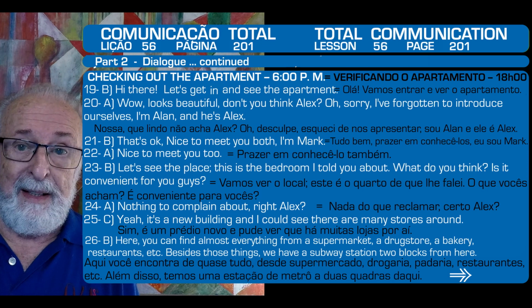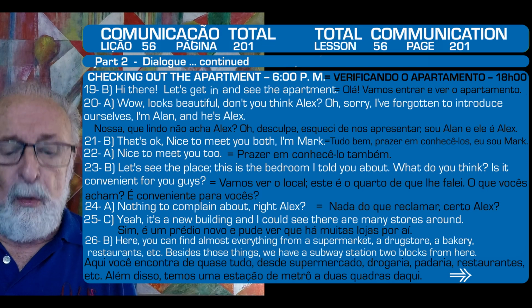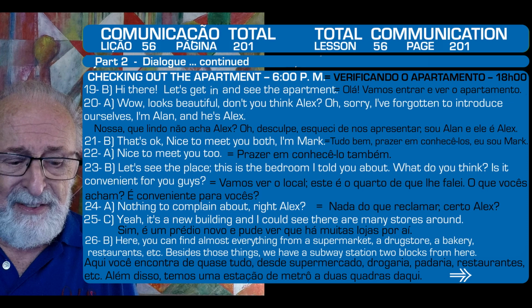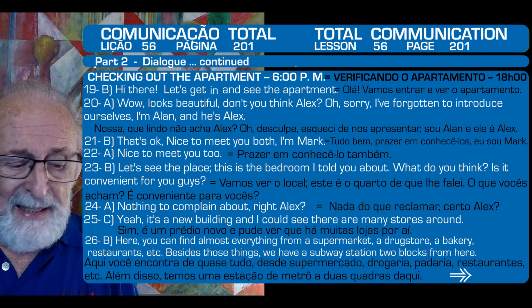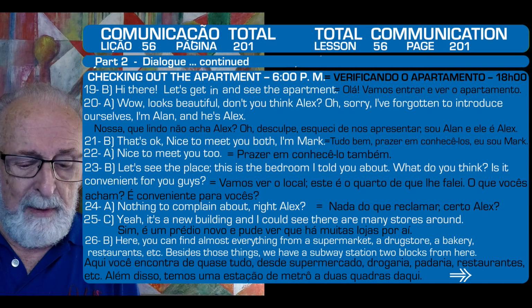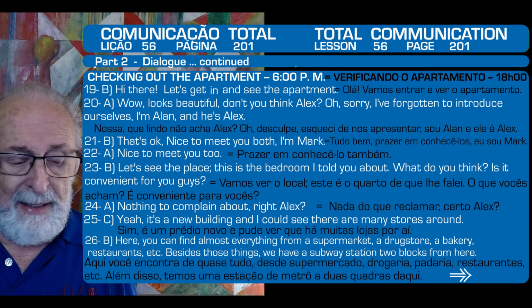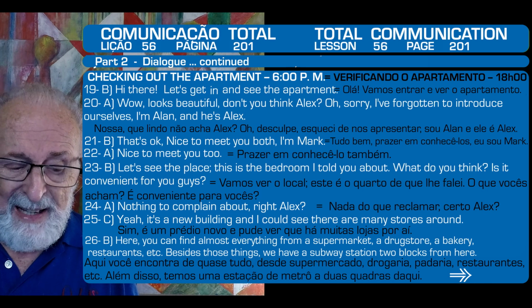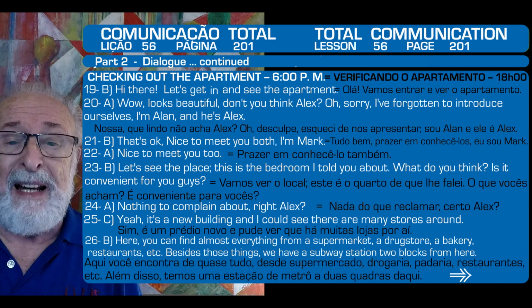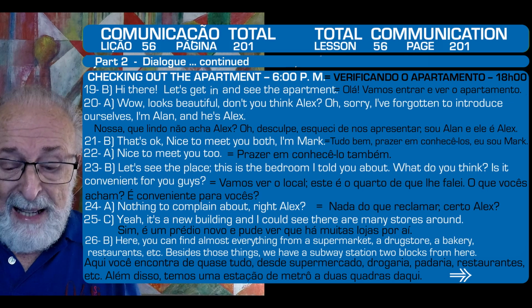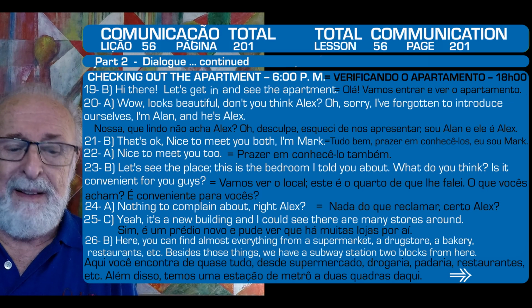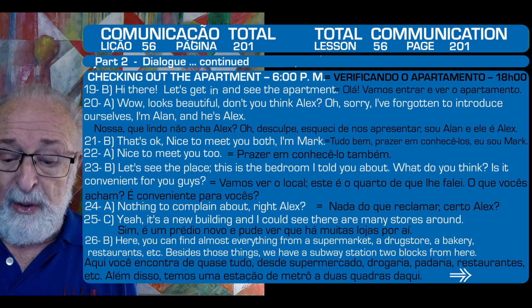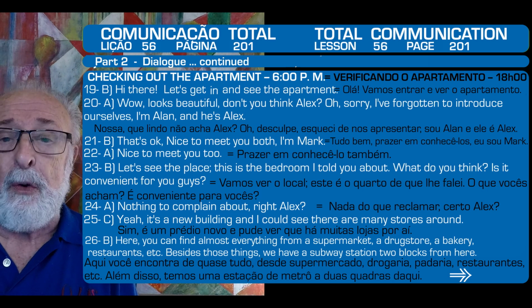In 26, then Mark says, here you can find almost everything, from a supermarket, a drugstore, a bakery, restaurants, etc. Quer dizer, aqui você encontra de quase tudo, né? Besides those things, além dessas coisas, we have a subway station 2 blocks from here. Nós temos uma estação do metrô a 2 quadras daqui.